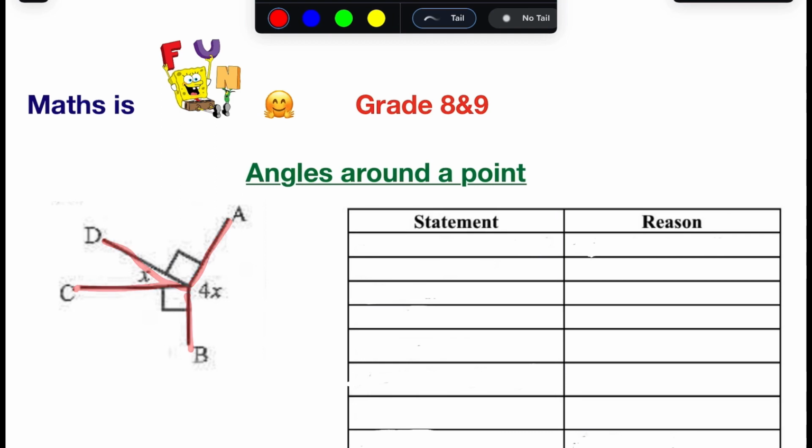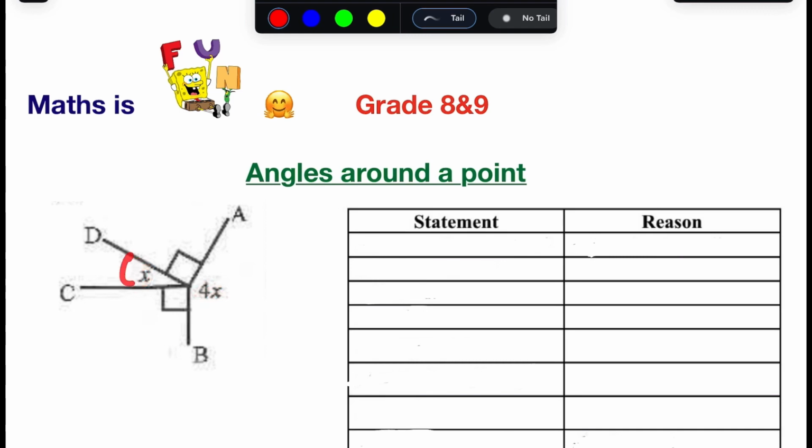They meet at this point. So this is a meeting point, point of intersection. So what are we given? We are given 90, the angle there is 90, and this angle is 90, and the unknown here is x, and the unknown here is 4x. So we're just looking for x.